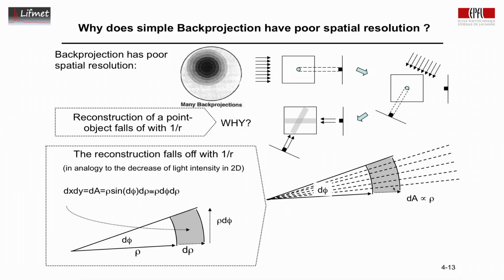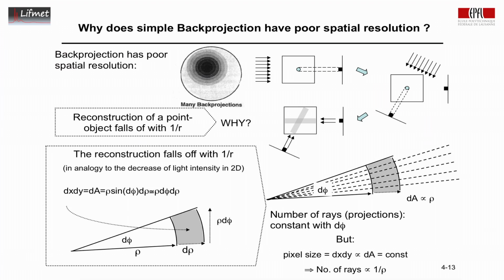So our pixel size, in the end we reconstruct the image with constant pixel size. The number of back projected intensities for a given pixel size is constant with d phi, but we want to keep the pixel size constant, dA, and since dA is proportional to rho, the number of rays that go through it decreases with 1 over rho. And that's the reason a pointwise object is not reconstructed into a pointwise object with simple back projection, but into an object whose intensity falls off with 1 over r.